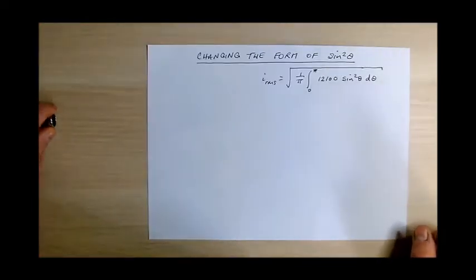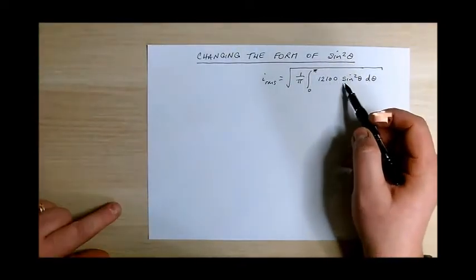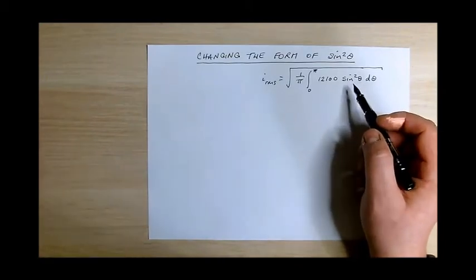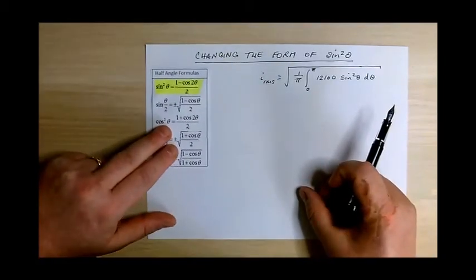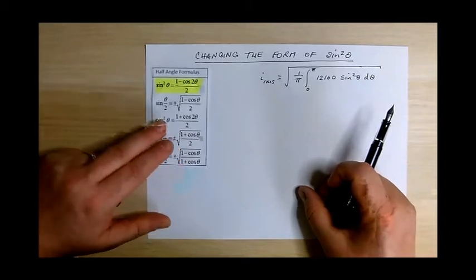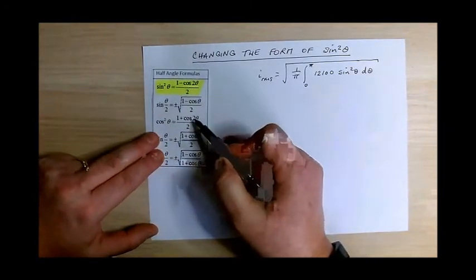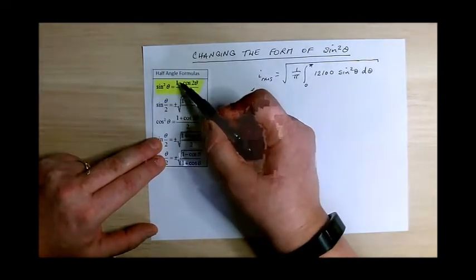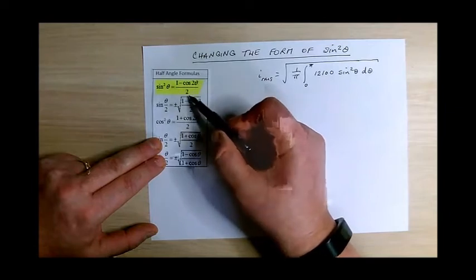The next step is to change the form of sine squared theta, as it's not possible to integrate this. From reference books, we have these half angle formulas. You don't need to remember them off by heart, but you just need to be able to use the highlighted one there. Cos squared can be expressed in terms of cos 2 of the angle. Sine squared is 1 minus cos 2 of the angle over 2.